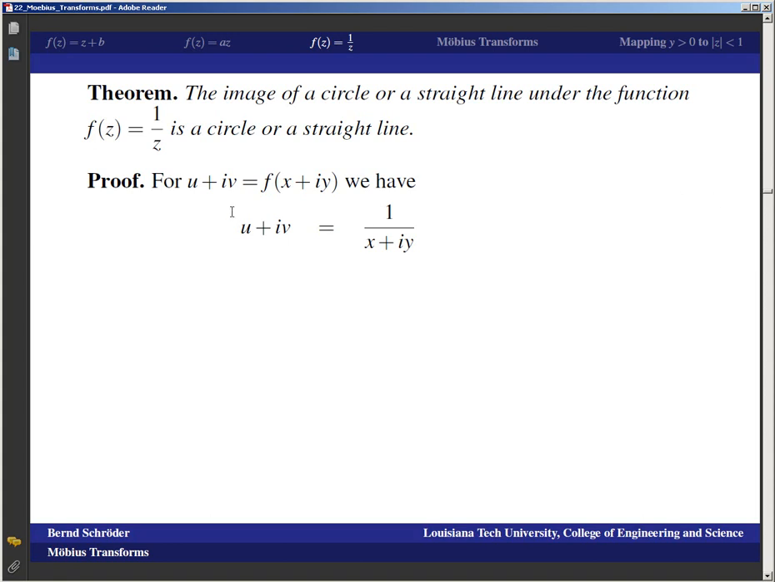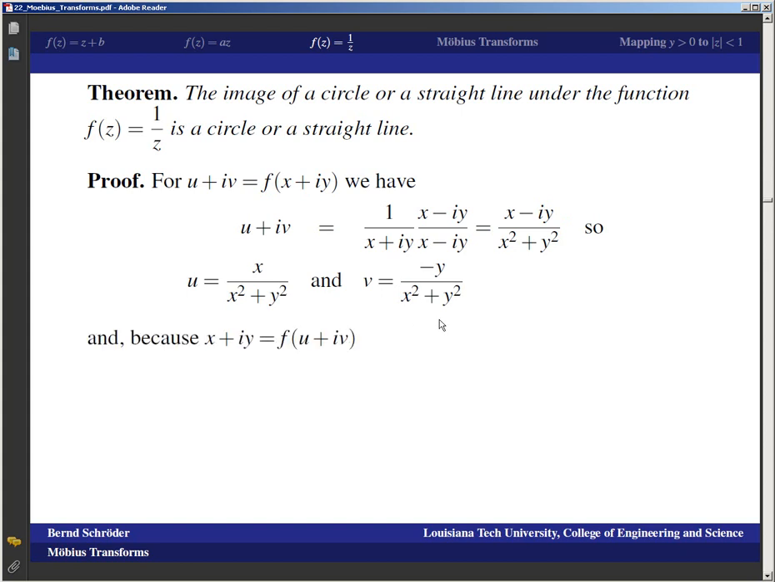So let's prove this. Let's take the function and break it up into real and imaginary parts here. If u plus iv is f of x plus iy, well then u plus iv is 1 over x plus iy, and we can turn the denominator into a real number by expanding with the conjugate, and we end up with (x minus iy) over (x squared plus y squared), which means that u is x over (x squared plus y squared) and v is negative y over (x squared plus y squared).